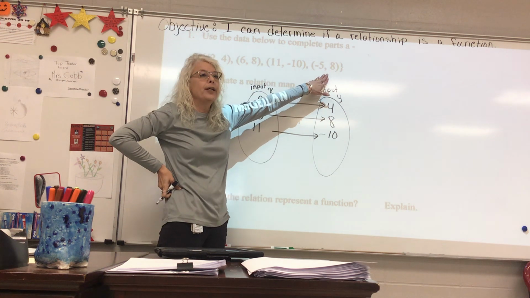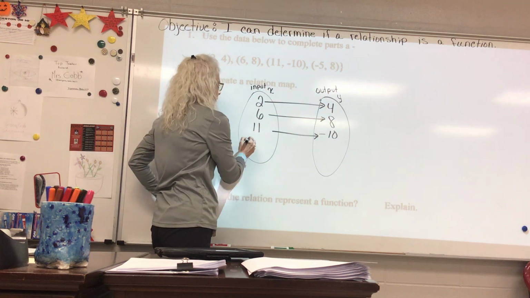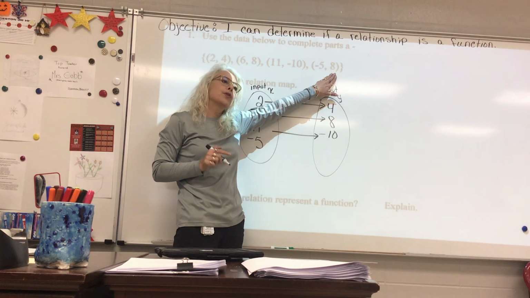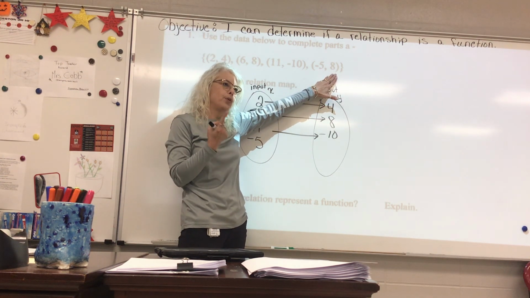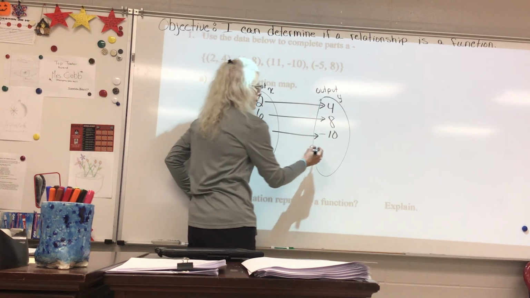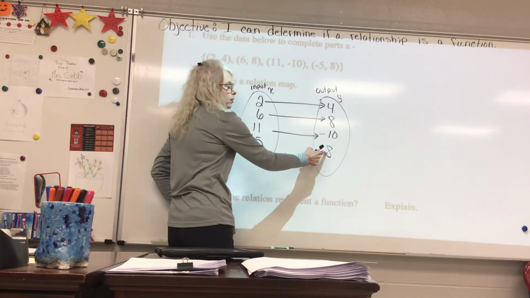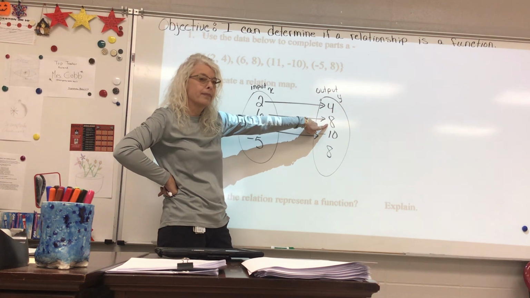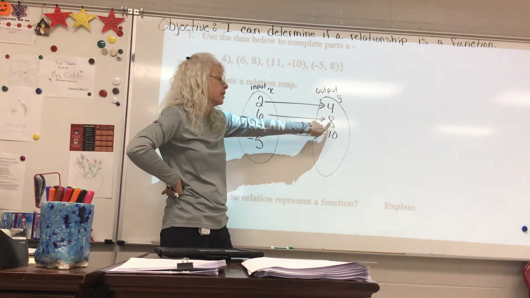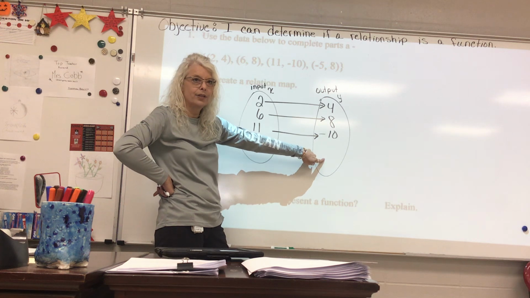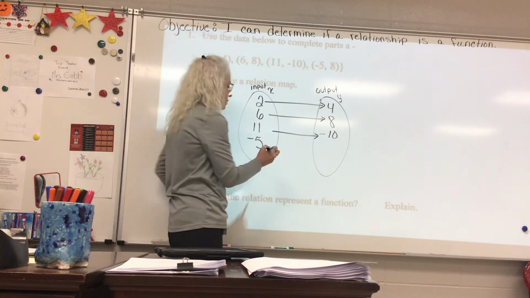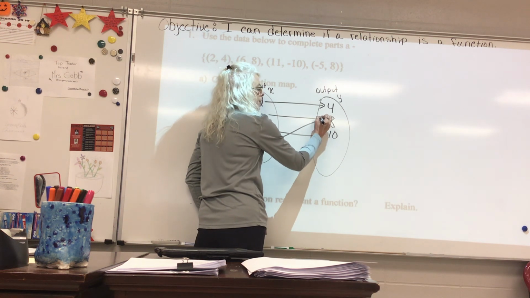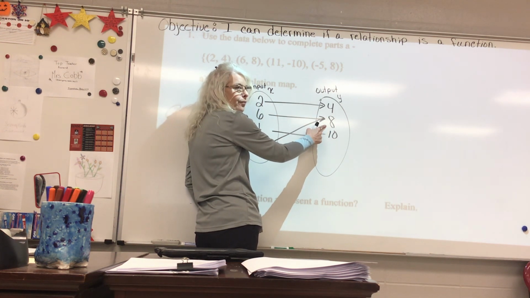Which one is my input? -5. What is my output? 8. Alright, this is what I saw yesterday from a few of you. You just drew the 8 and drew another arrow. Don't I already have 8 listed as an output? So you would not rewrite the 8 here. You would just take your arrow and draw it to the 8 that's already there.